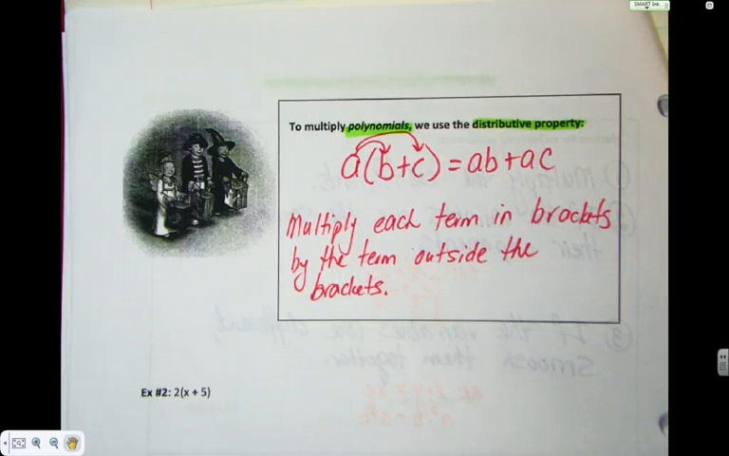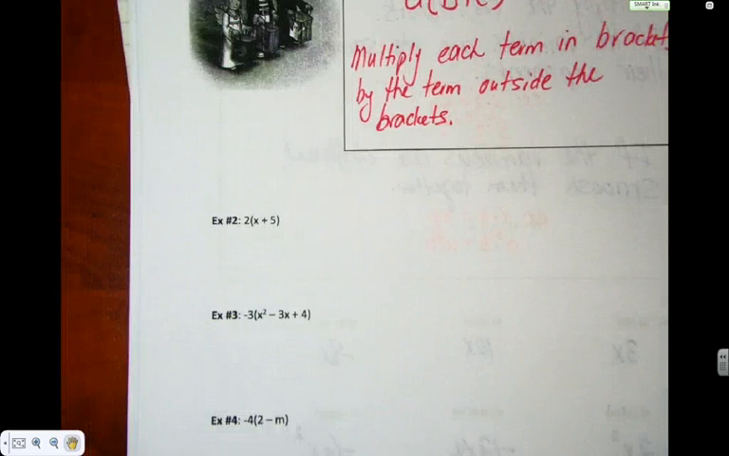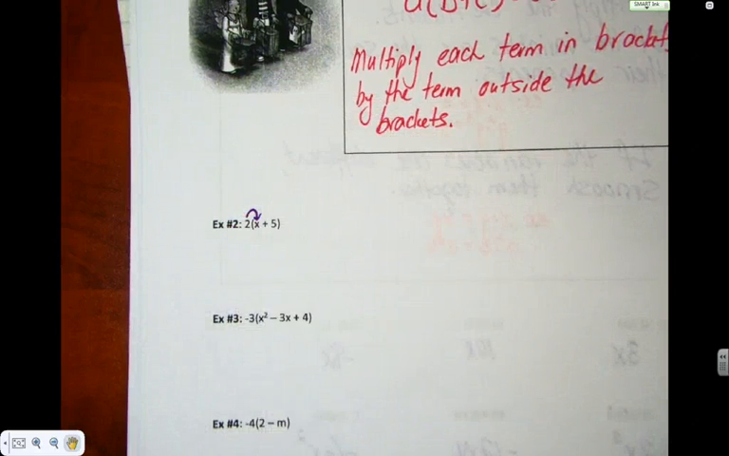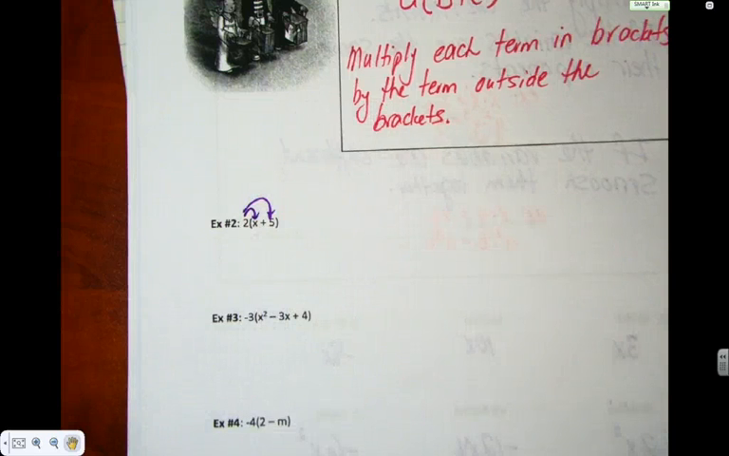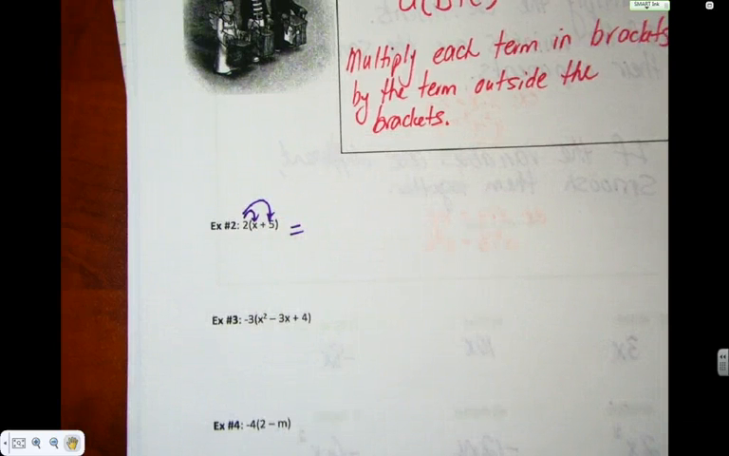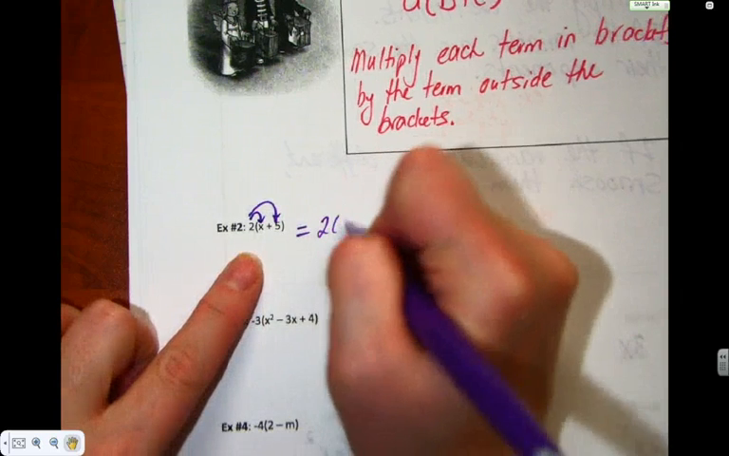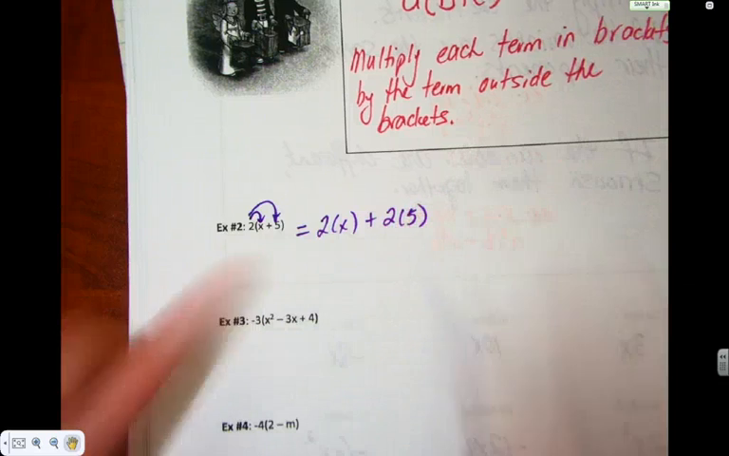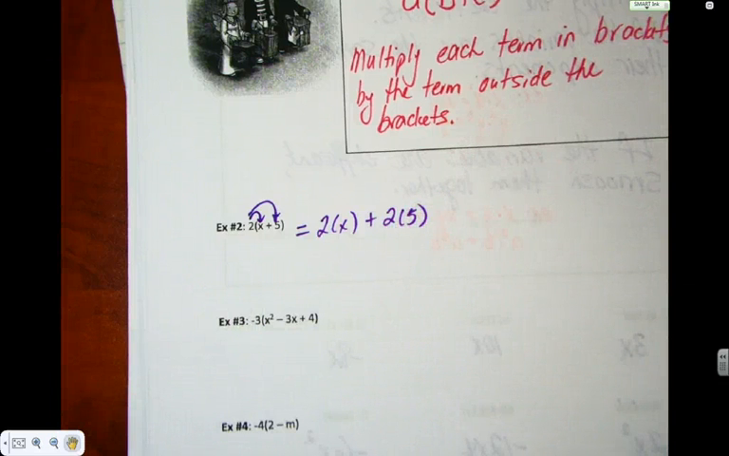If that still doesn't make sense, let's look at example number 2, because it might make more sense with an example. The distributive property says I have to take this 2 and multiply it by the x, and multiply it by the 5. I have to give the 2 to everything. So I'm going to write out the long way for the first couple, but we typically don't write this out in every question. What we're doing is 2 times x, and then 2 times 5. So I've given the 2 to the x and given the 2 to the 5.